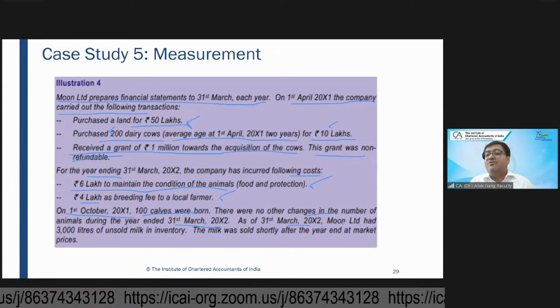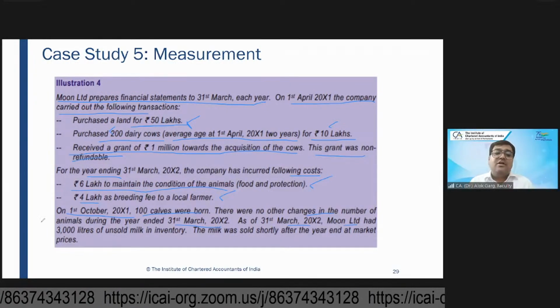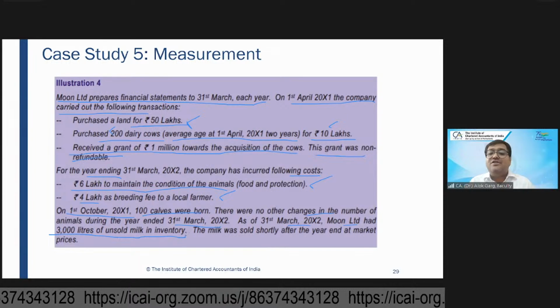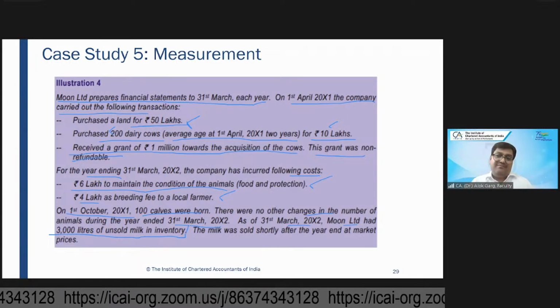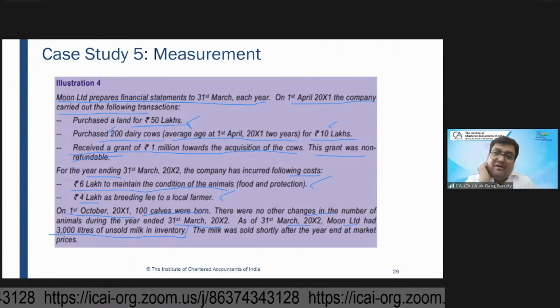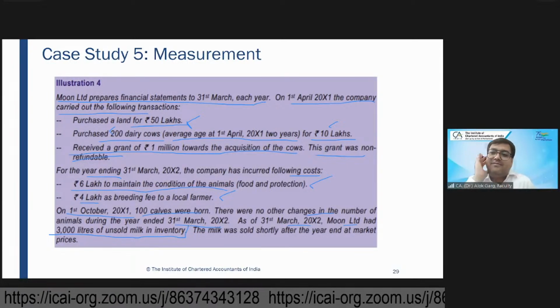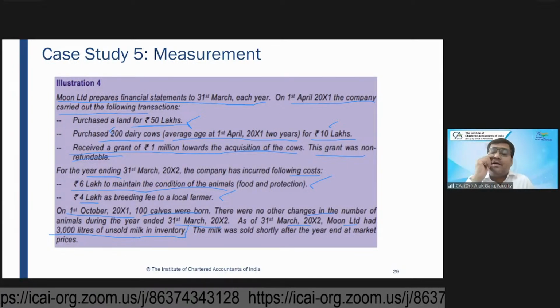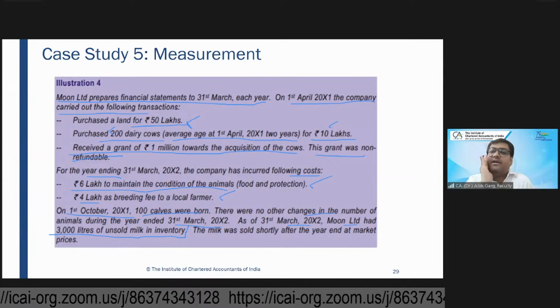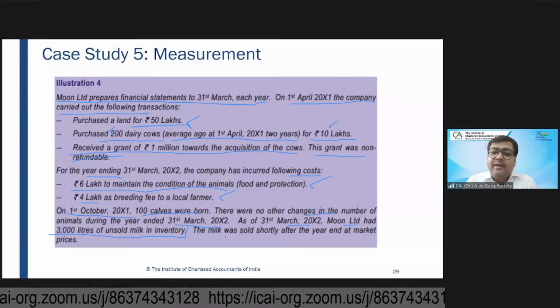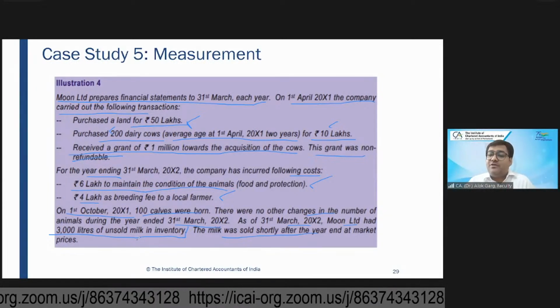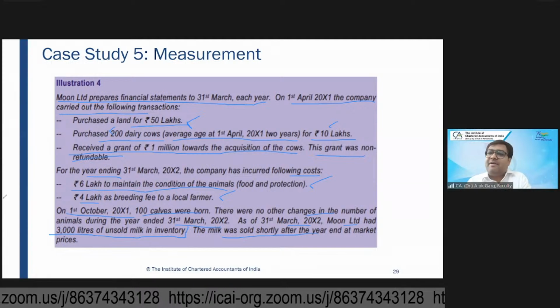As of 31st March 20x2, Moon Limited had 3,000 liters of unsold milk in inventory. When this milk was milked, it was agriculture produce and then it was transferred to inventory. So on 31st March, this milk was coming as an inventory. The milk was sold shortly after the year end at market prices.